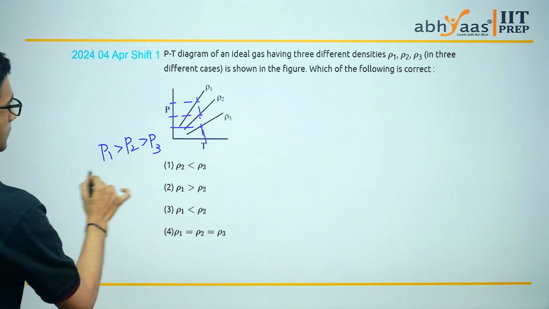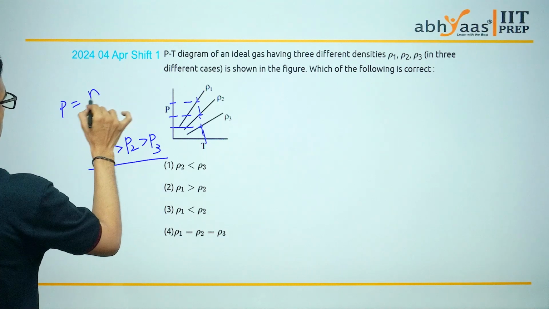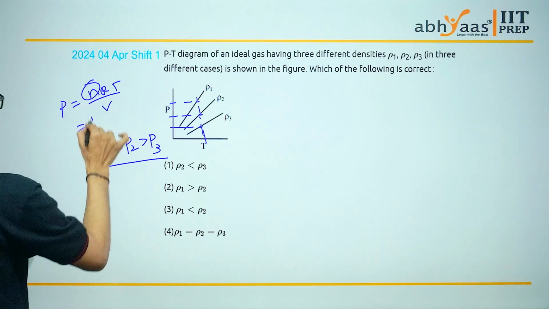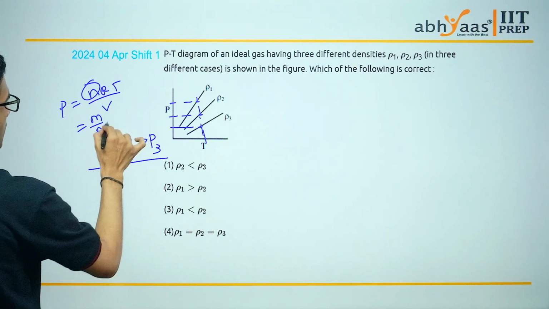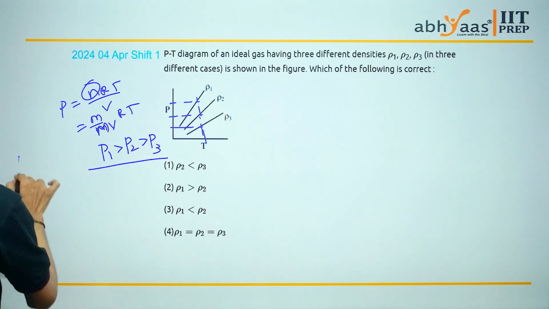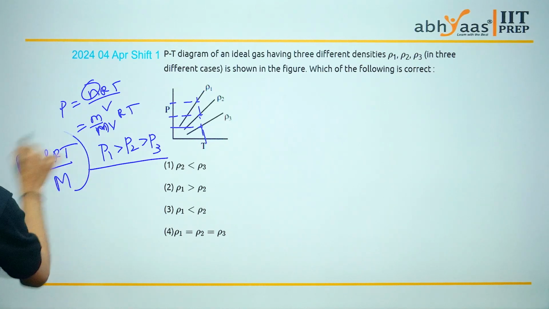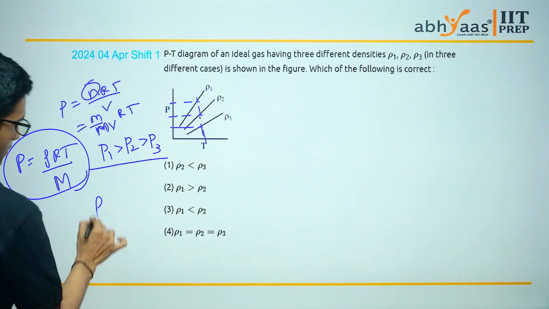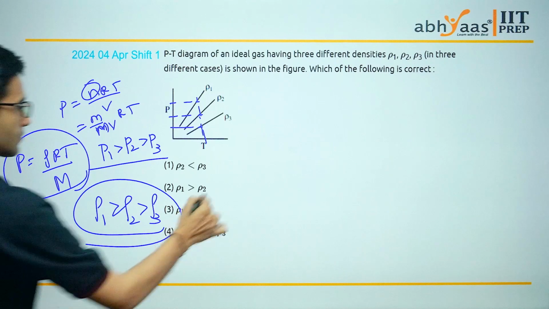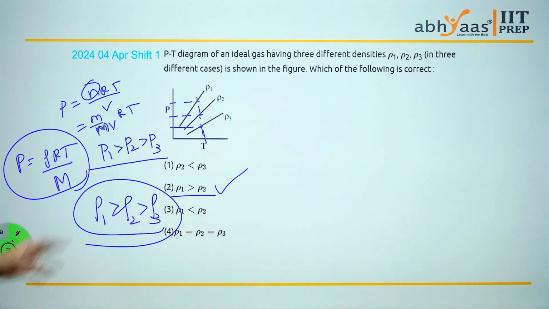Okay, PT diagram. So you know that P is equal to nRT by V. But if you write n as m by M, where capital M is the molecular weight, then P is equal to rho RT by molecular weight. So P is proportional to density. That means rho 1 is greater than rho 2 greater than rho 3. Wherever it is there, I need to take that. Rho 1 is greater than rho 2. That is the answer.